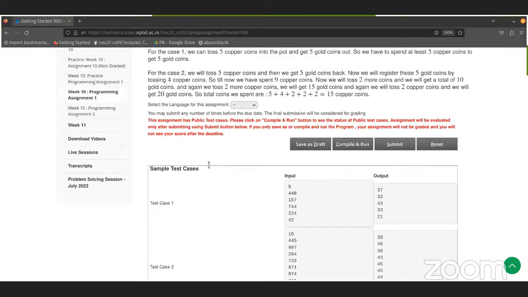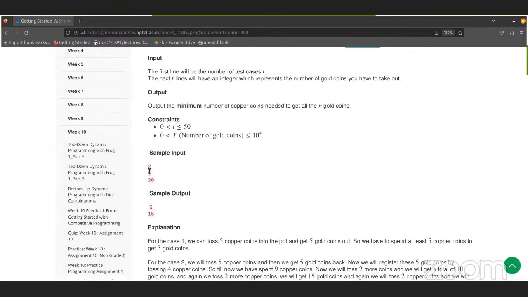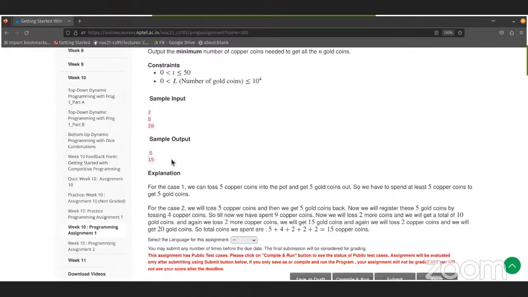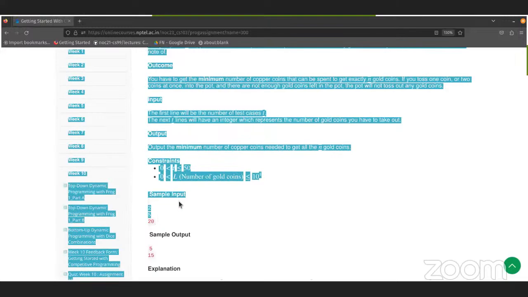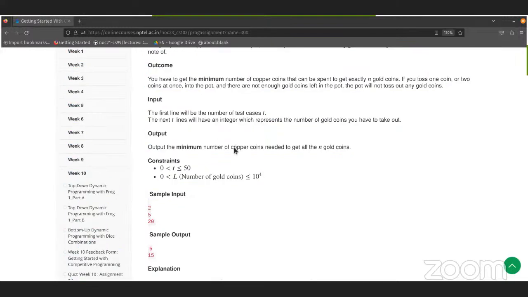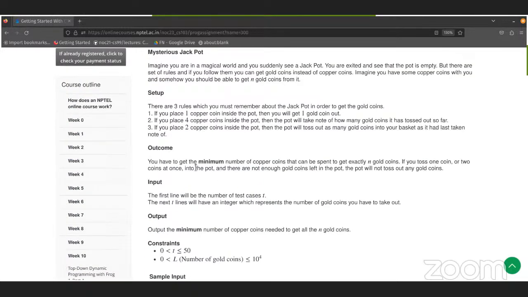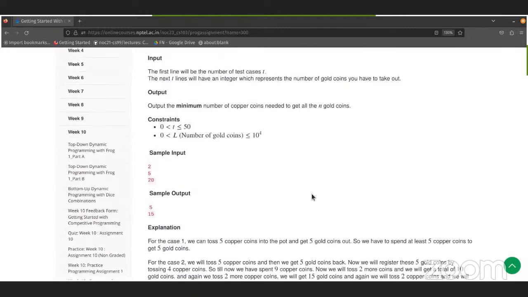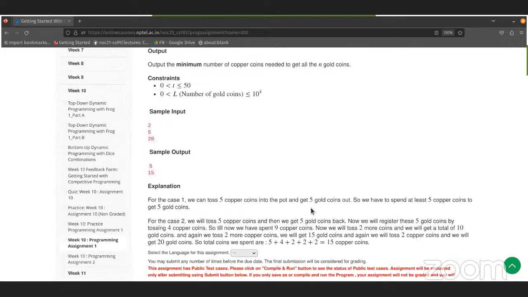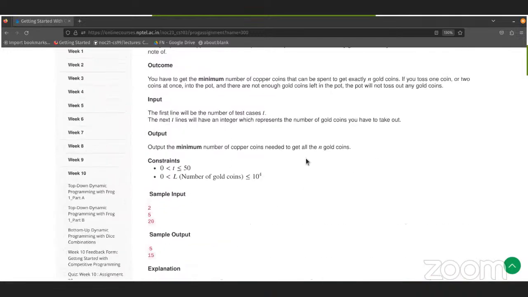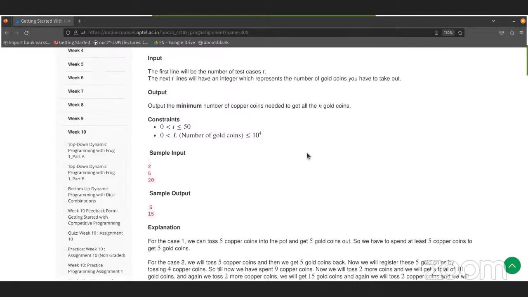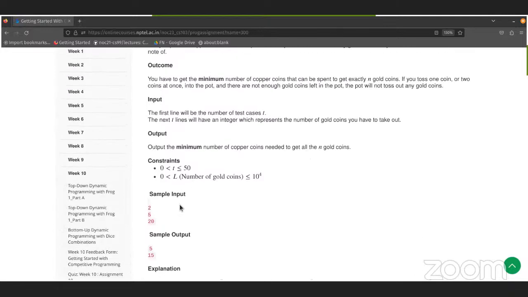So for example, we have to get 5 gold coins. That's what the question is. Maybe we have an infinite supply of copper coins. So how many copper coins can we put in? Say we can toss 5. The minimum possible is we have to put 5 copper coins to get the 5 gold coins. Other than that, there is no minimum; we have to compulsorily spend the 5 coins.